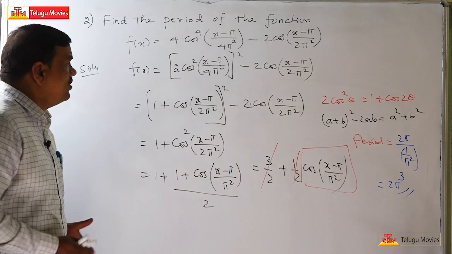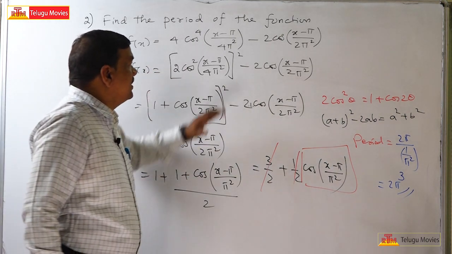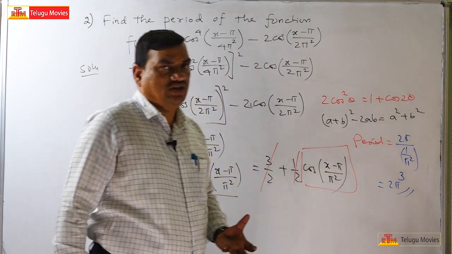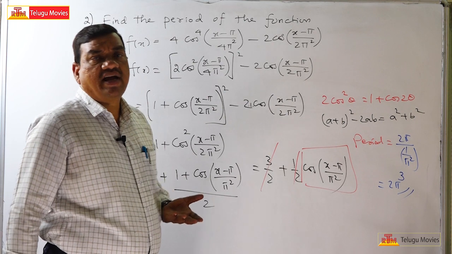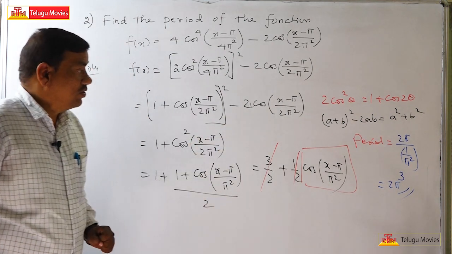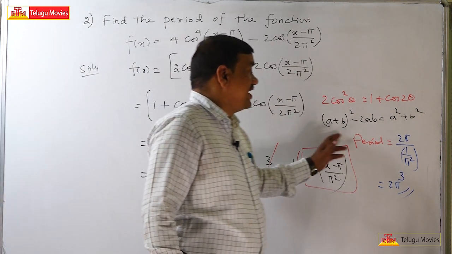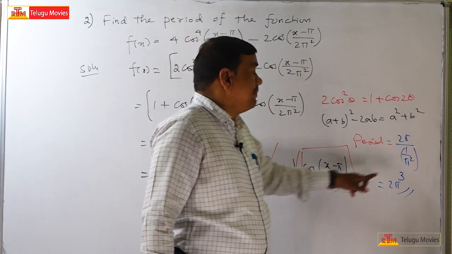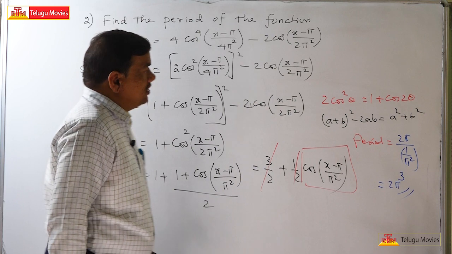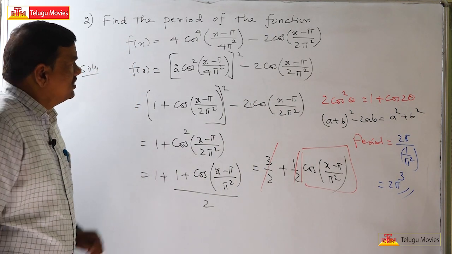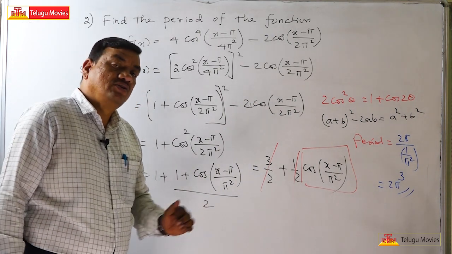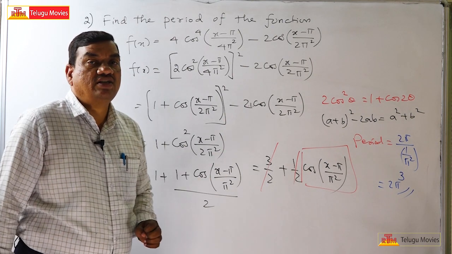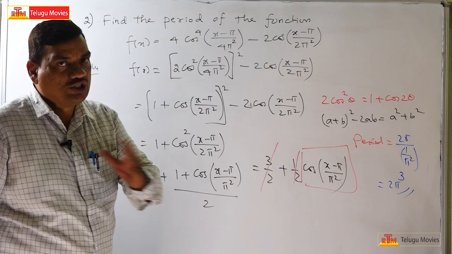So here, systematically, we made it into one single cos function. Sometimes we may get sine. So the period of this function is 2 pi divided by the modulus of the x coefficient. What is the x coefficient? 1 by pi square. Very nice problem. This type of problem may be asked in your next April JEE Mains examination. I hope you understand this solution. Let us move to the next problem.